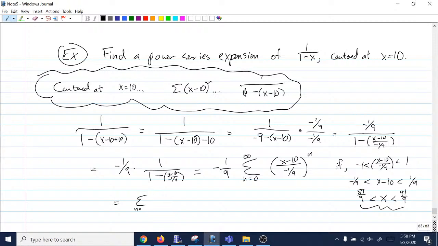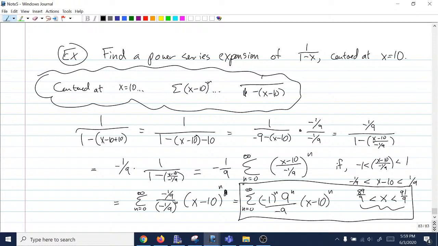This is the sum from n equals 0 to infinity of negative 1/9 over negative 1/9 to the n, x minus 10 to the n. Okay, there's a negative 1 to the n there. That deals with the negative inside here. This is 9 to the n over negative 9. That seems pretty clean. I wrote to the 9. That should have been to the n.